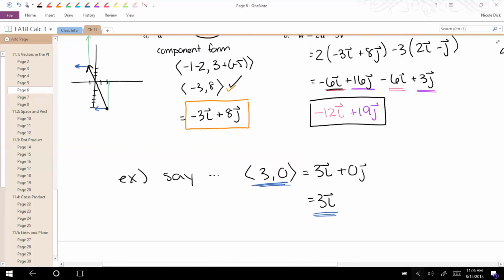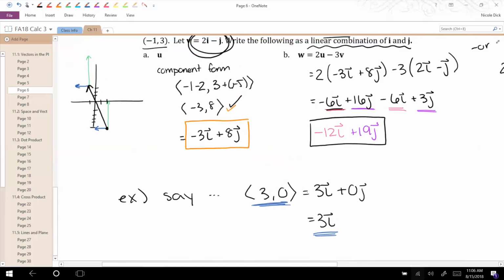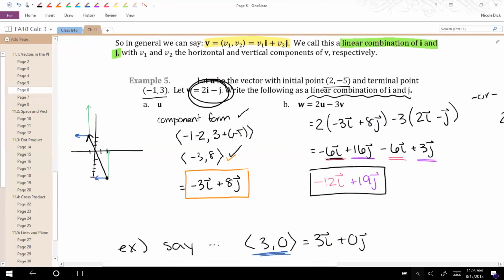Yeah, I do have a question. Okay, what is your question? With A, we started by saying component form. That is where I was lost a little bit. And then we have the -1, -2, 3 plus. Okay, so where do those things come from?